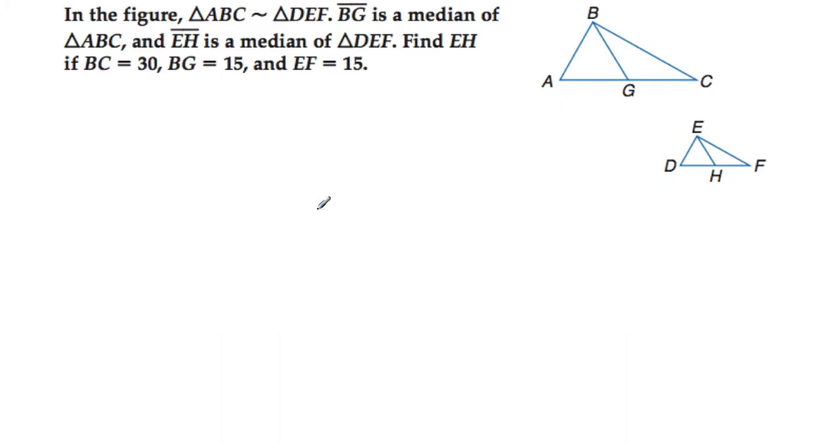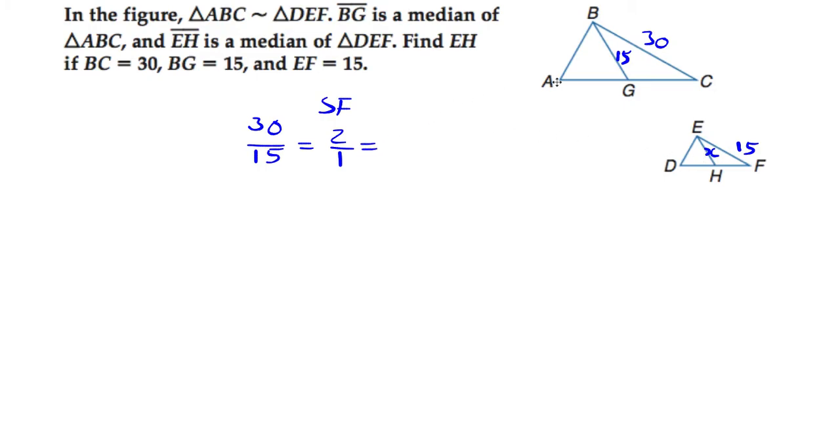So some example problems, such as this one, we see that BG is a median and EH is a median. So we want to find EH if we know that BC is 30, BG is 15, and EF is also 15. Well, we can see that BC is proportional to EF. So the scale factor there is 30 to 15, which is the same as 2 to 1. That is the scale factor from this top triangle to the bottom one.